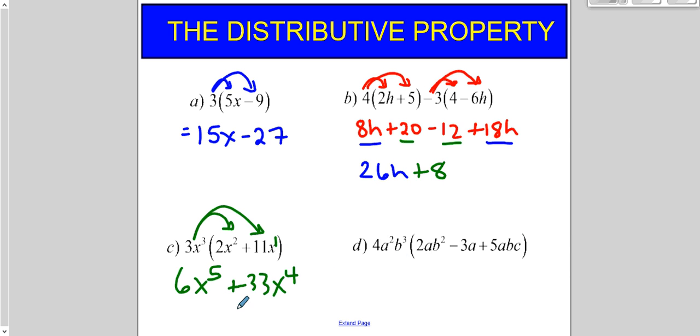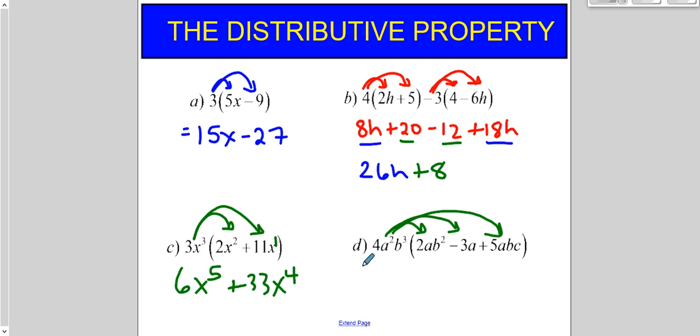All right, and then I just take a quick look to see if I can combine these, and I can't because this is an x to the 5th and this is an x to the 4th, which means I can't go any further. All right, last one here. We have 3 terms, so it's going to get multiplied into all 3 terms. We are going to have to remember our exponent laws again, but that's okay.